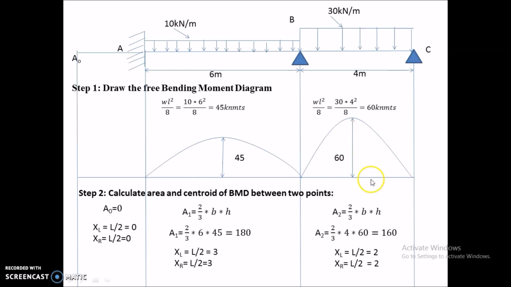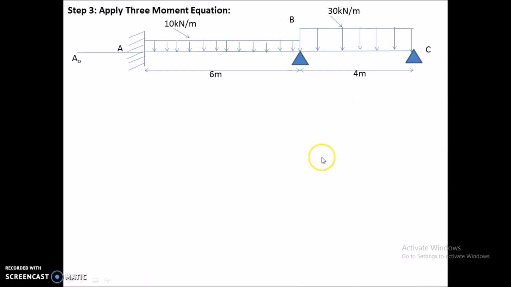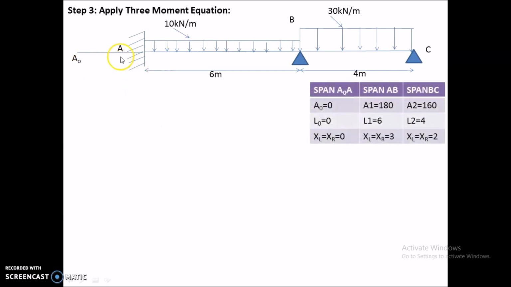Therefore A2 is 160, and XL and XR is L by 2, where L is 4. So XL is equal to XR is equal to 2. After completing the second step, we have to substitute the values in the three moment equation. So now I am applying the three moment equation to the span A0, A and B.